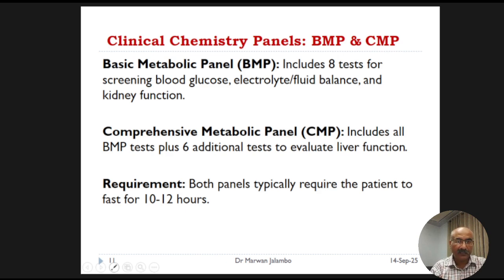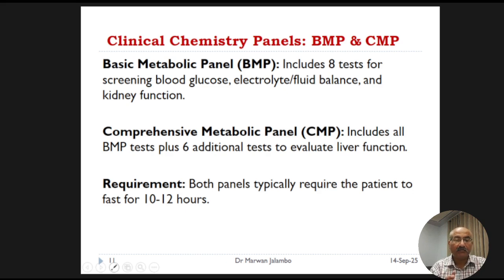While the CMP, the comprehensive metabolic panel, includes the 8 tests in the BMP, in addition to 6 tests that primarily evaluate the liver functions. A key point for both these panels is that the patient is typically required to fast for 8 to 12 hours before the blood draw to ensure accuracy, especially for the glucose measurement.